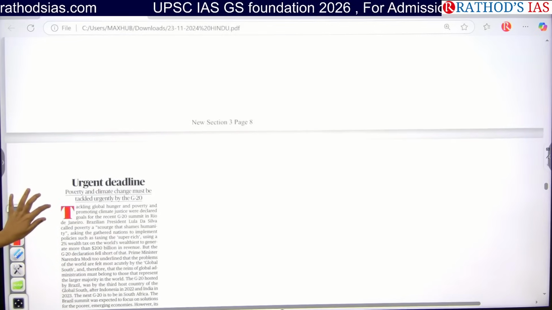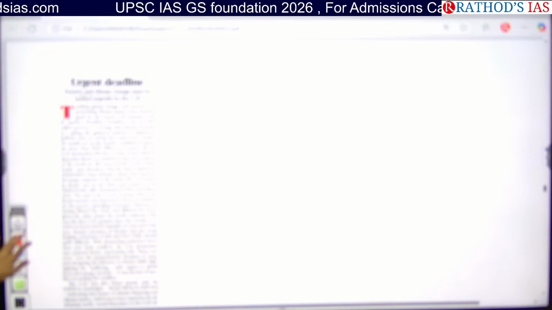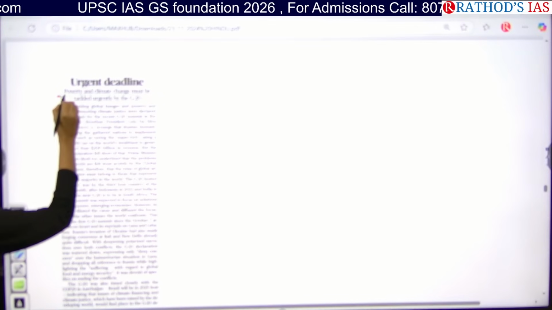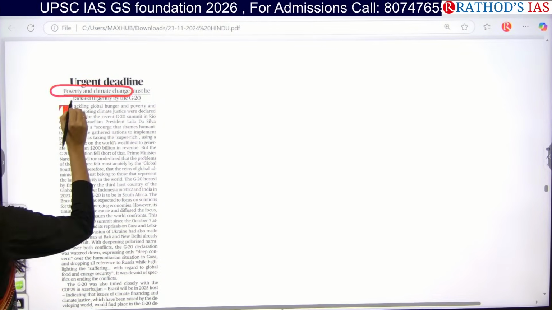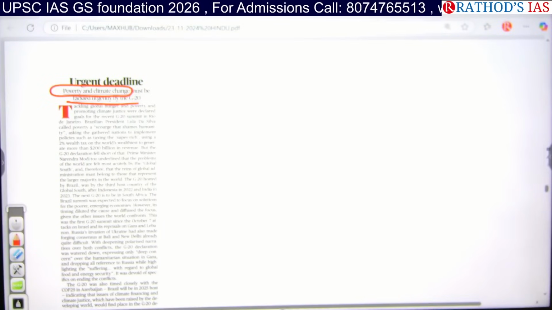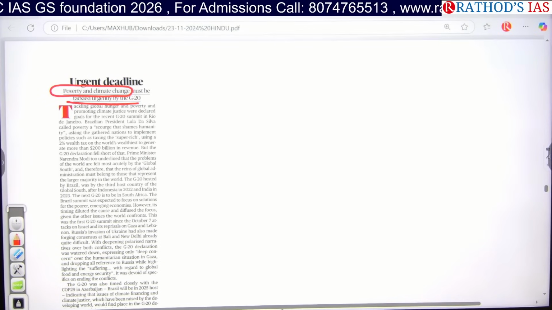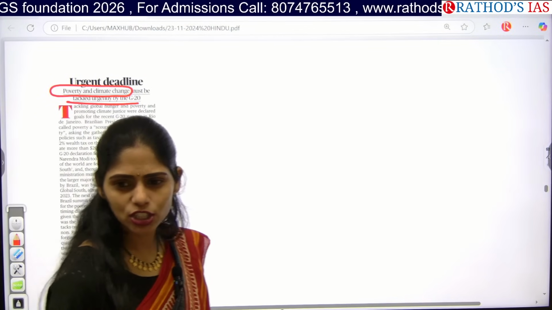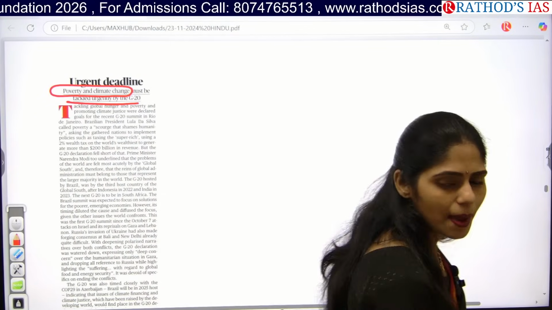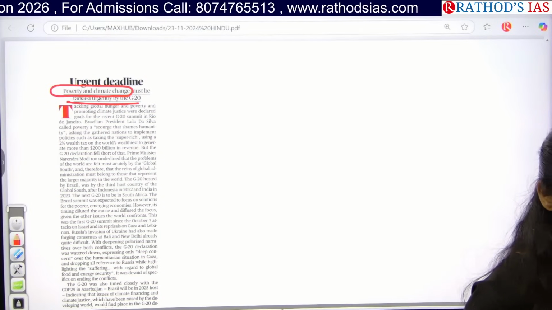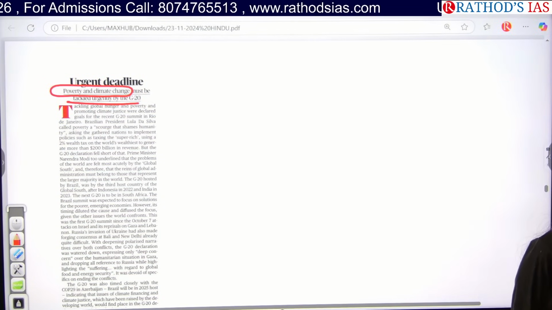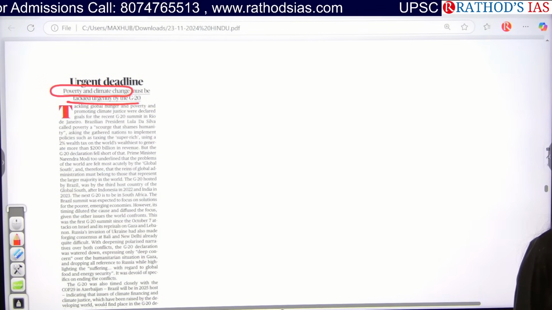Okay, and see this article, urgent deadline. Poverty and climate change must be tackled urgently by the G20. Okay, so what is the relationship between poverty and climate change? Due to climate change, poverty is increasing or decreasing? Increasing. Can you give me some examples?